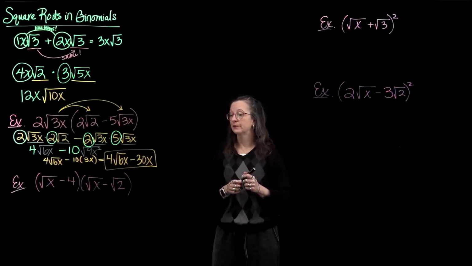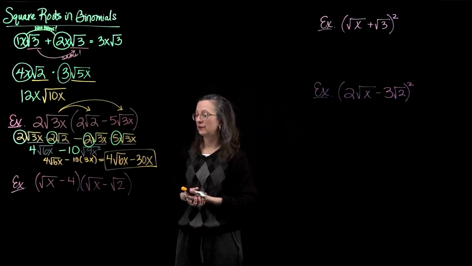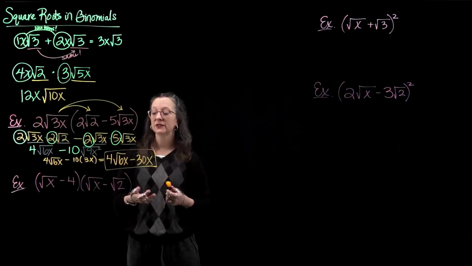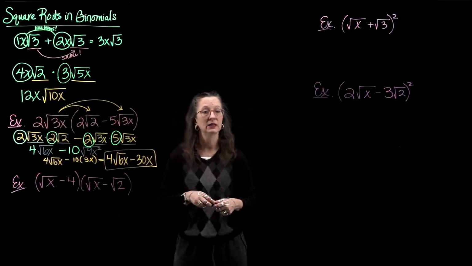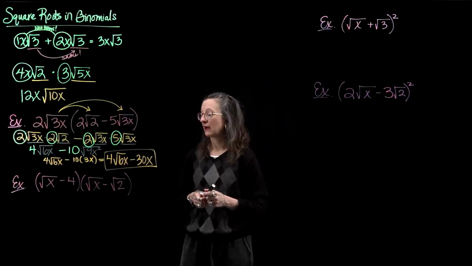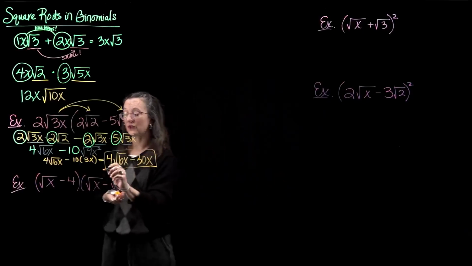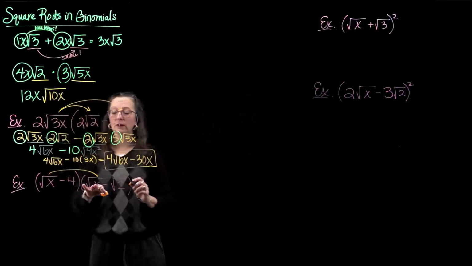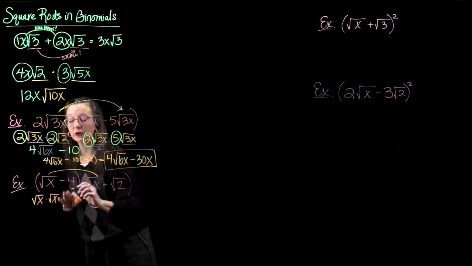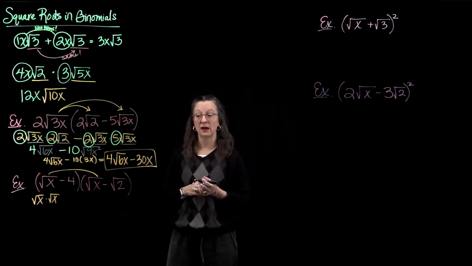All right, the next one, I've got two binomials multiplied together. I have square root of x minus 4 multiplied by square root of x minus 2. We have two binomials, so we're going to FOIL to simplify those. So FOIL, first thing we're going to do is multiply those first terms together. So square root of x times square root of x, I'm just going to write down. If you already noticed that that is going to be equal to x, awesome. And I'm going to do that in the next step.